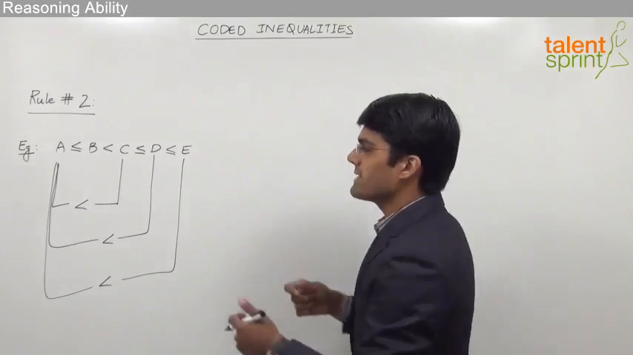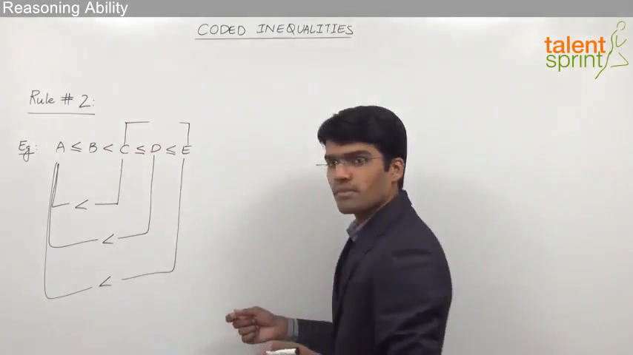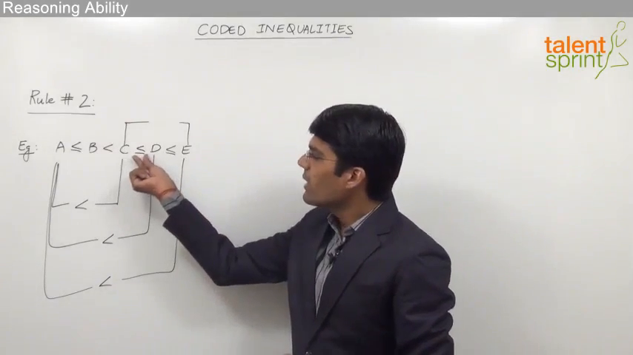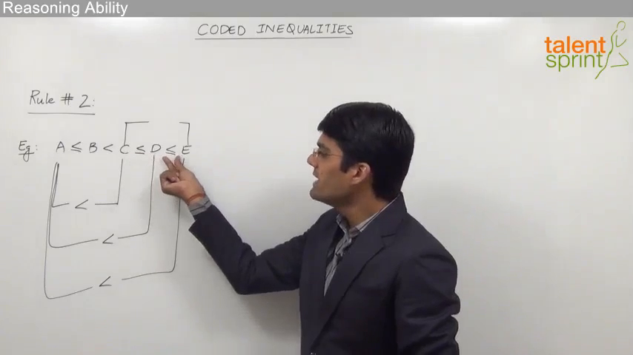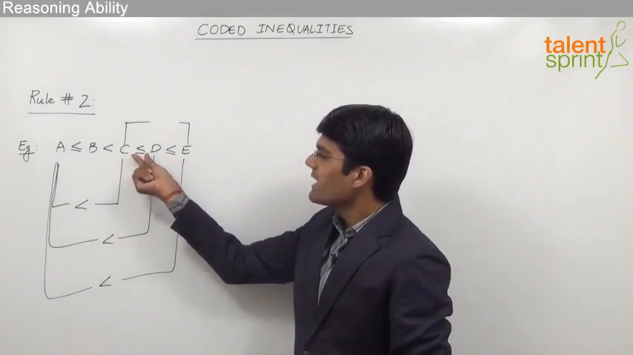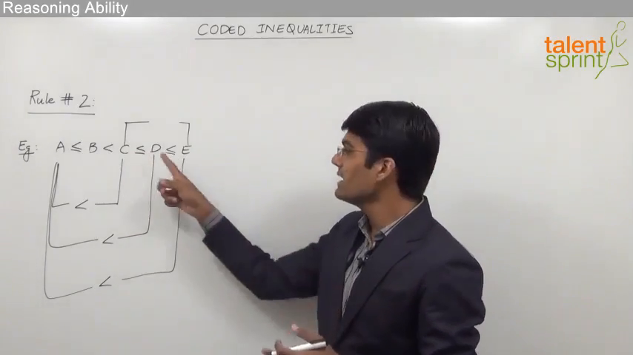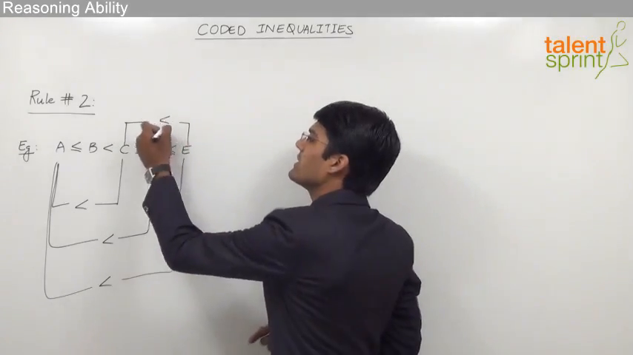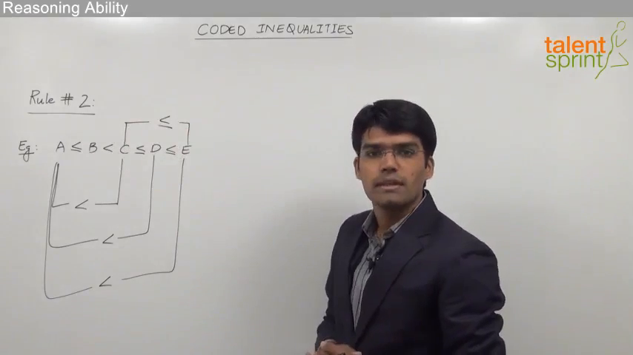Let us now take another example here. Let us say we are comparing the two variables C and E. If you observe, the two inequalities between C and E are C less than or equal to D, D less than or equal to E. Now in both the inequalities we find that they are same, that is less than equal to and less than equal to. So the common part in both the cases is less than equal to itself. So now we can say that C is less than or equal to E.